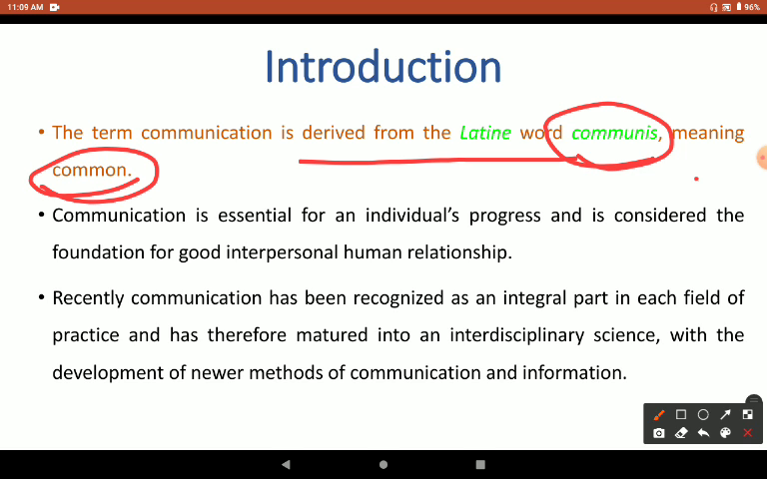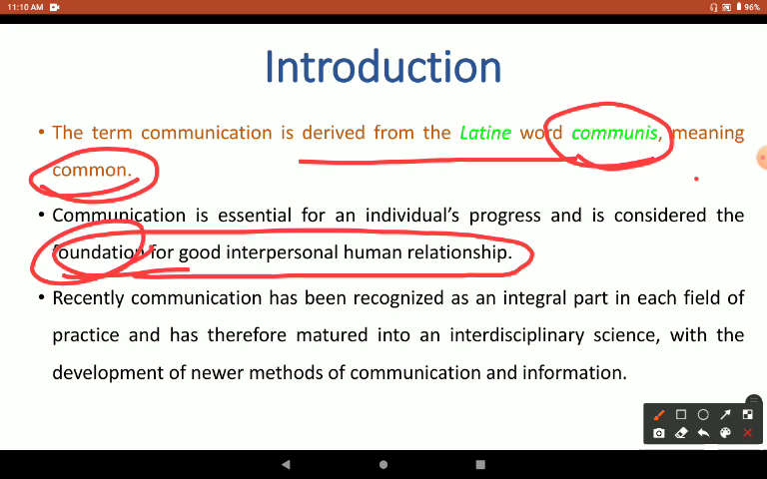And in the next line you can see communication is essential for an individual's progress and is considered the foundation for good interpersonal human relationship. For example, you have come into the college, into the hostel. Before establishing your relationship, you started talking to your friends. You said what your name is, where you are from, where you did your intermediate. Means you started the communication with others, and then only you got friends, you established your relationship. Here the communication is giving you the foundation for establishing the interpersonal relationship, isn't it?